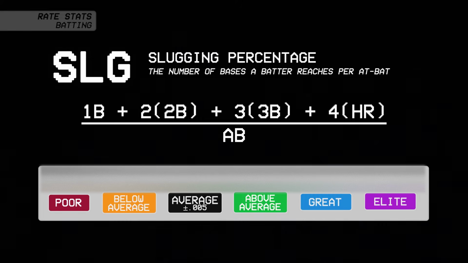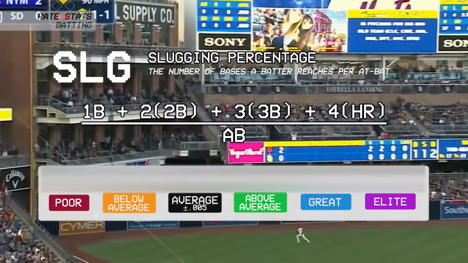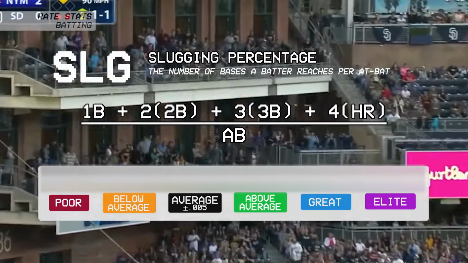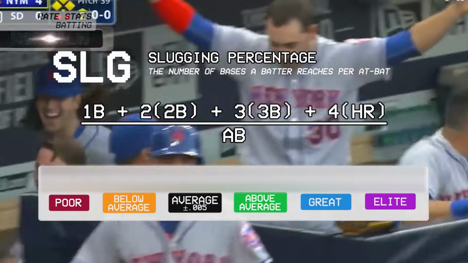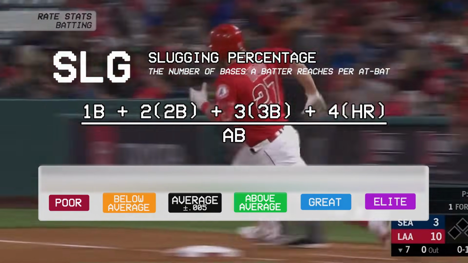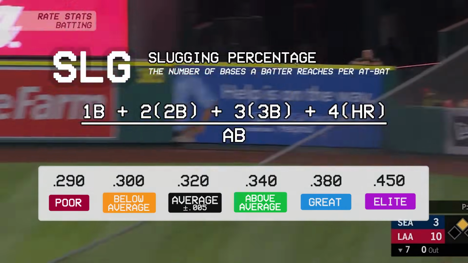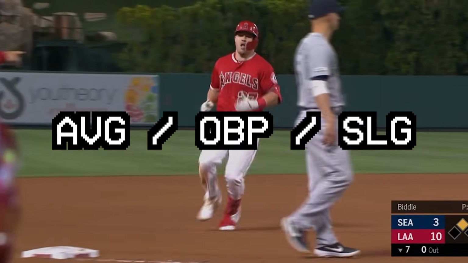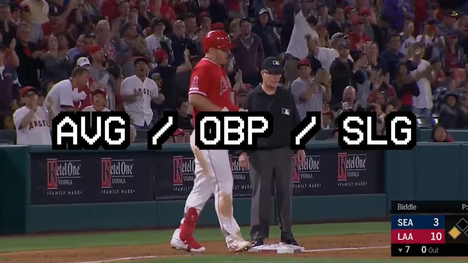Slugging percentage is a measure of how many bases a player reaches per at-bat. It is calculated the same way as batting average, except instead of adding a 1 to the numerator each time the player gets a hit, the total number of bases reached on that hit is added to the numerator. The highest possible slugging percentage is 4,000, but it's rare for a batter to have a slugging percentage above about 650. Batting average, on-base percentage, and slugging are frequently expressed together in the form that you see on your screen right now. This is called the triple slash.